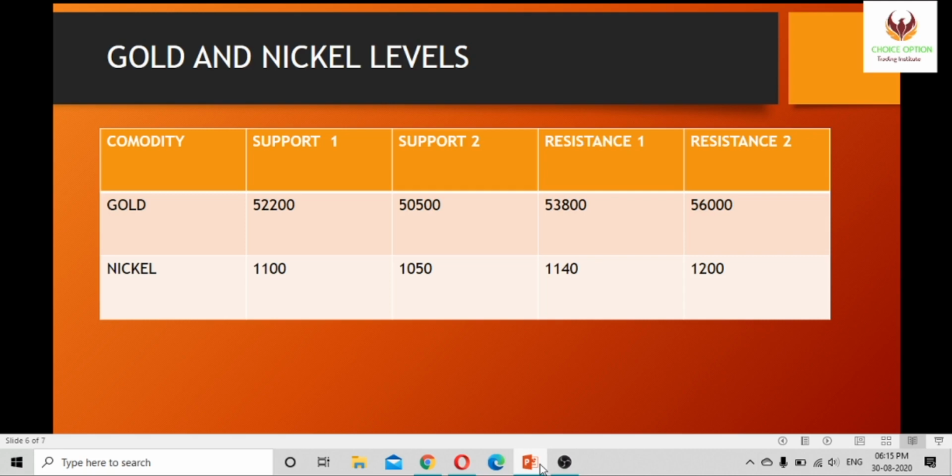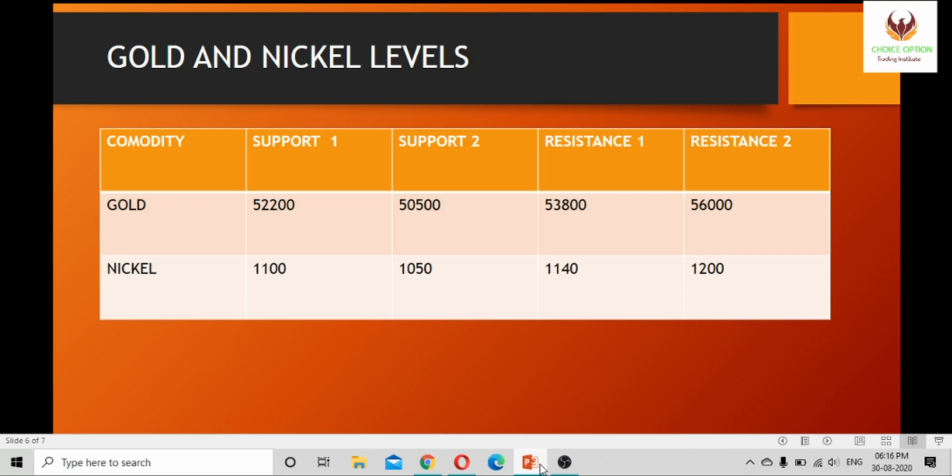For gold, the support level is 52,200. If it closes below 52,200, then you can expect support to be forming. At the same time, the resistance is 53,800. If the price closes above 53,800, there could be a possible upside from there, and if the price breaches 56,000, there could be a very good up move from there.